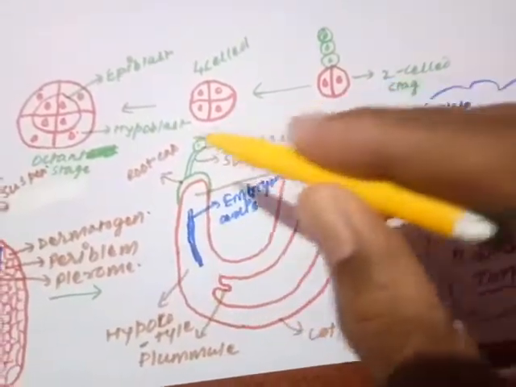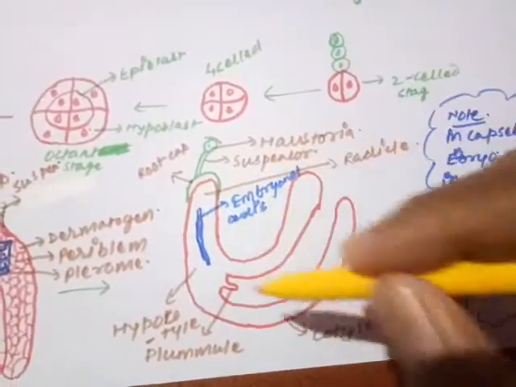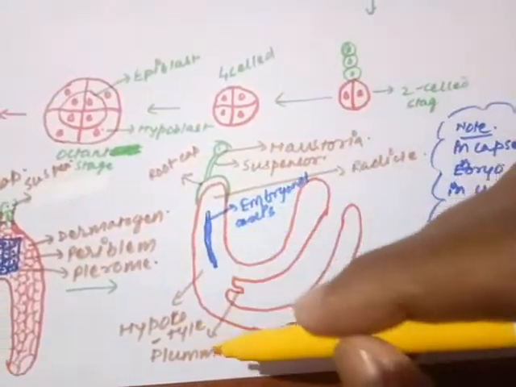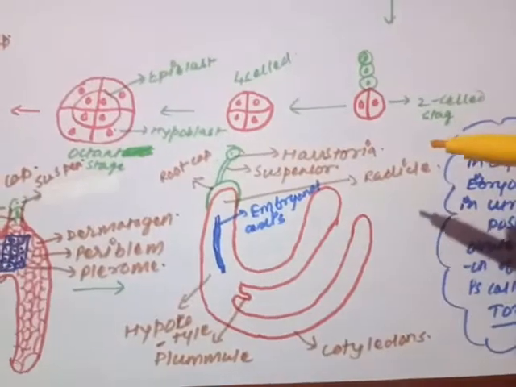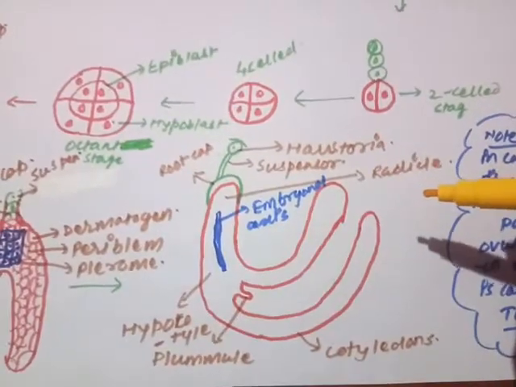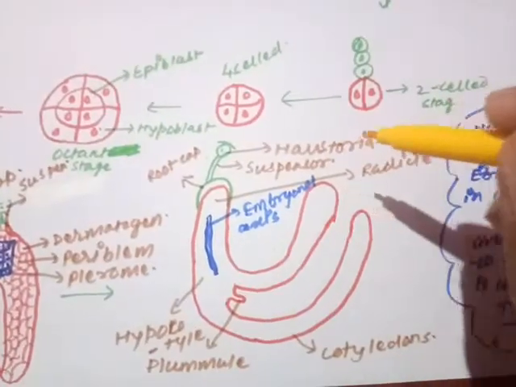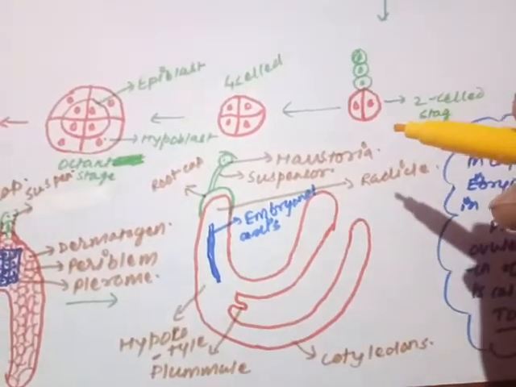So remember, my dear child, this diagram is asked repeatedly. This is the diagram of a mature dicot embryo, and many times it has been asked not to draw the diagram but to label the diagram. Many structures are there, and these structures are asked with their function.